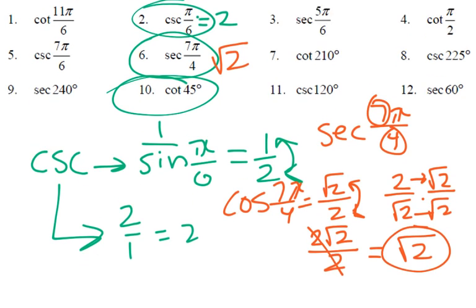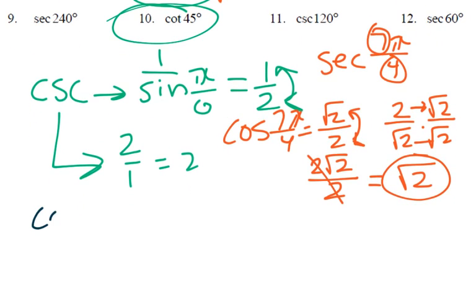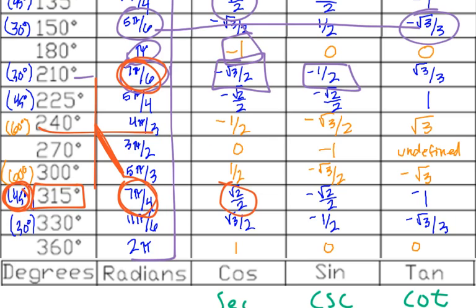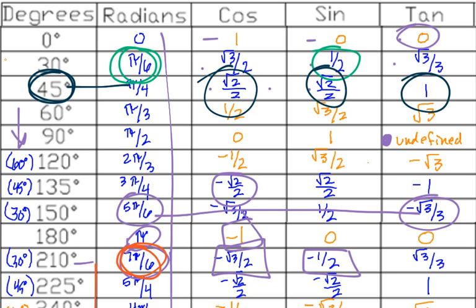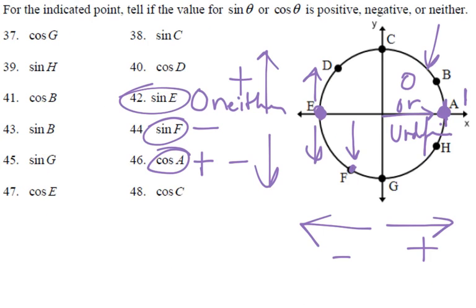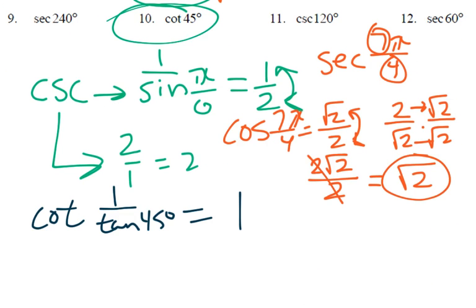Okay, cotangent of 45. So cotangent obviously is opposite of the tangent. It's the reciprocal. So what's the tangent of 45 degrees? I'll go back to 45. See how this table is helping us out so much? That's pi over 4. Tangent is 1, because it's the sine over the cosine. So what's the reciprocal of 1? It's also 1. So cotangent of 45 degrees is 1.